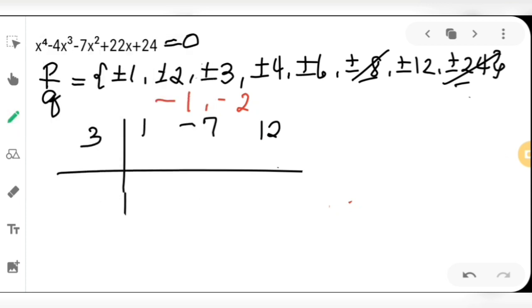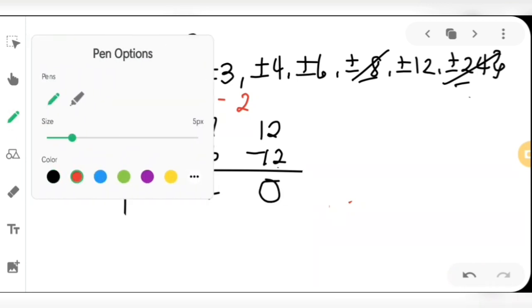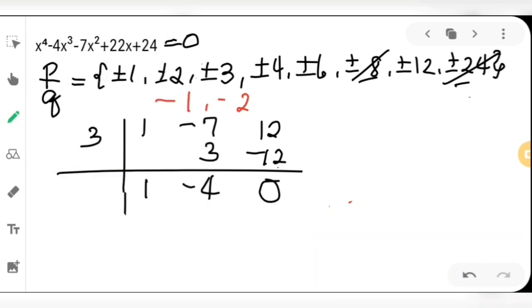I will try 3. It's better to start with smaller numbers. So bring down 1. 1 times 3 is 3. Then negative 7 plus 3 is negative 4. Negative 4 times 3 is negative 12. 12 plus negative 12 is 0. So we have here the third root, which is 3.